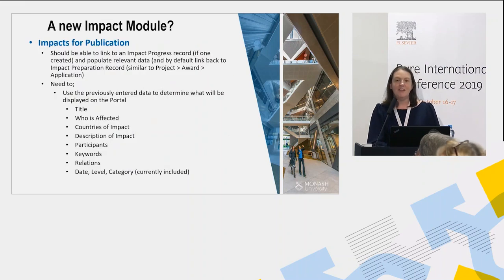And then finally, you'd have your impacts for publication. So again, this could be linked to an impact in progress record, and the data is populated. And we'd need to think about what kind of data would be displayed on the portal. So currently, if you have the impact module with a portal display, you get the title, you get who is affected, countries, description, participants, keywords, relations, and you also get date, level, and category. So you could think about what kinds of things you wanted to display on your portal.